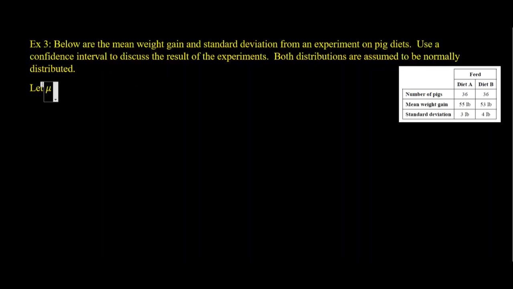So let mu A be the mean weight gain on diet A. Let mu B be the mean weight gain on diet B.